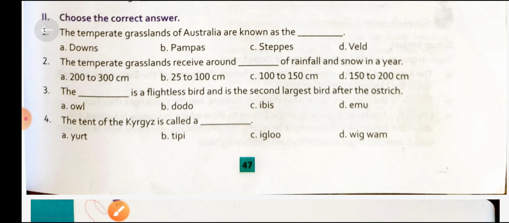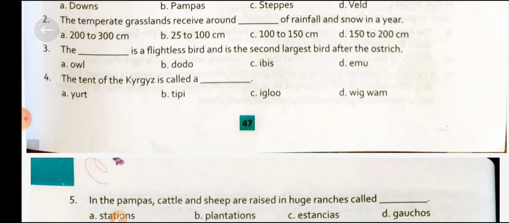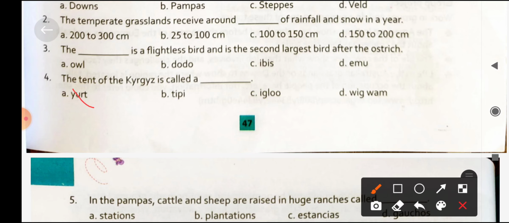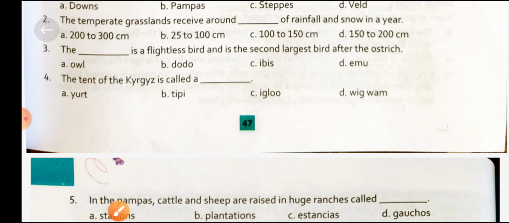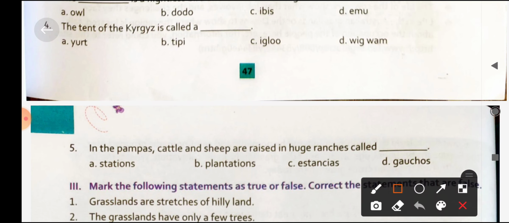The tent of the Kyrgyz is called. The Kyrgyz people built a tent to live in called a yurt. Once again, the tent of the Kyrgyz is called the yurt. Next question: in the Pampas, cattle and sheep are raised in huge ranches. In the Pampa region, the people who ranch and raise the animals are called gauchos.